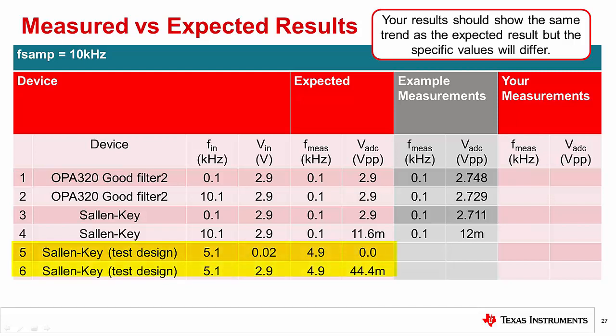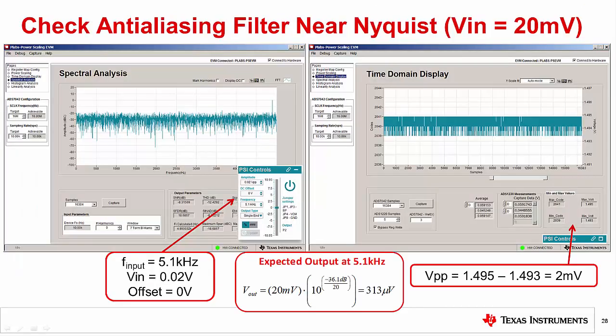In the last 2 experiments, we will verify the design of the anti-aliasing filter. Recall that we designed the filter to attenuate a 20 millivolt input signal at the Nyquist frequency to an amplitude of less than 1/2 an LSB. Let's test the anti-aliasing filter just beyond the Nyquist frequency at 5.1 kHz. The attenuation at this frequency is minus 36.1 dB, so the expected output for the 20 millivolt input signal is 313 microvolts. The plots here show the time domain and frequency domain output.